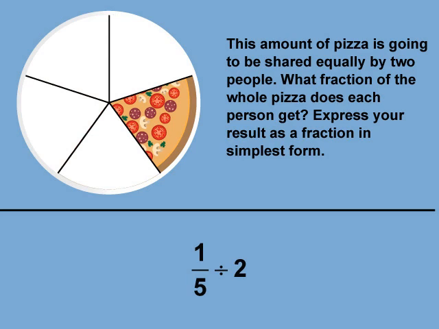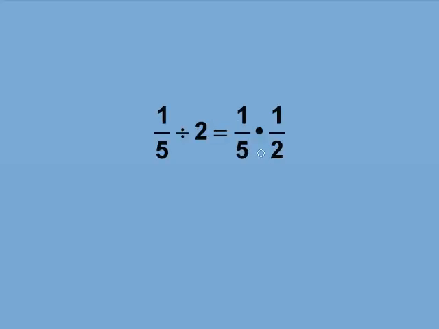Rewrite the whole number division as a fraction multiplication, as shown here. Since there are no common factors greater than 1 between any pair of numerators or denominators, multiply the fractions. The result is 1/10. Let's look at another example.